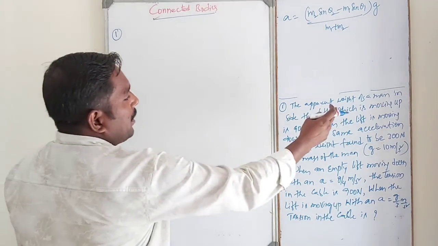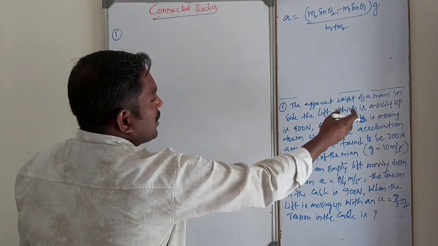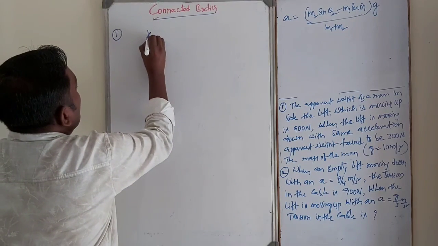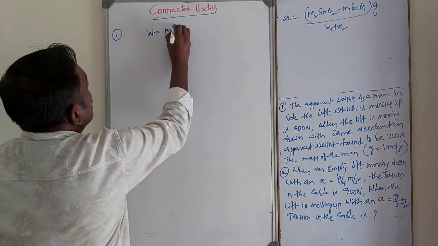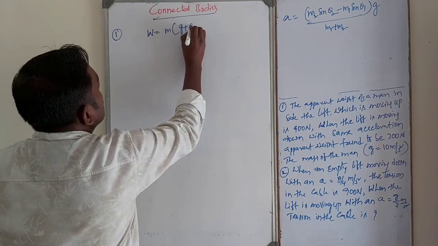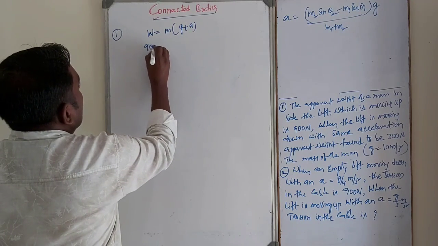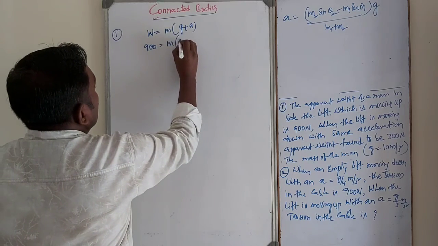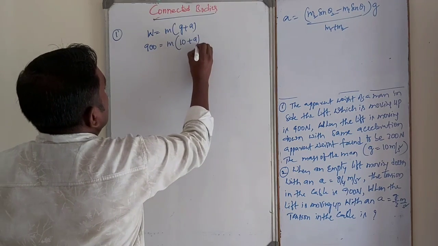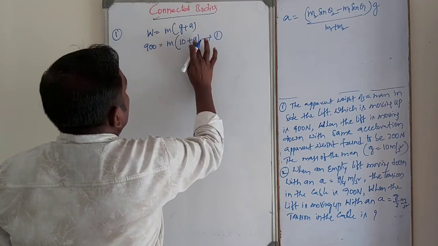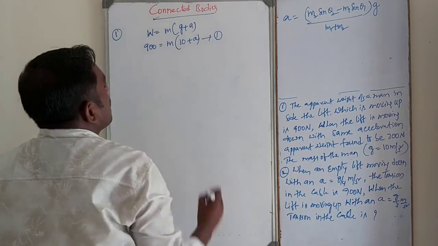So the apparent weight of the man inside the lift which is moving up, upward direction, is m into (g plus a). The weight is already given as 900. The g value I will take as 10, so 900 is equal to m into (10 plus a). This is equation number 1.